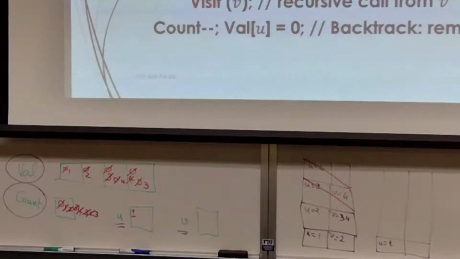Yeah? In the main function, we have to call this with u equals 1. Wait, equal to 1, or do you have to do 1 to n? You'll call it with, oh, you're right. So we'd have to call it with 1 to n. You're right. It'll need a simple for loop. That's absolutely right.